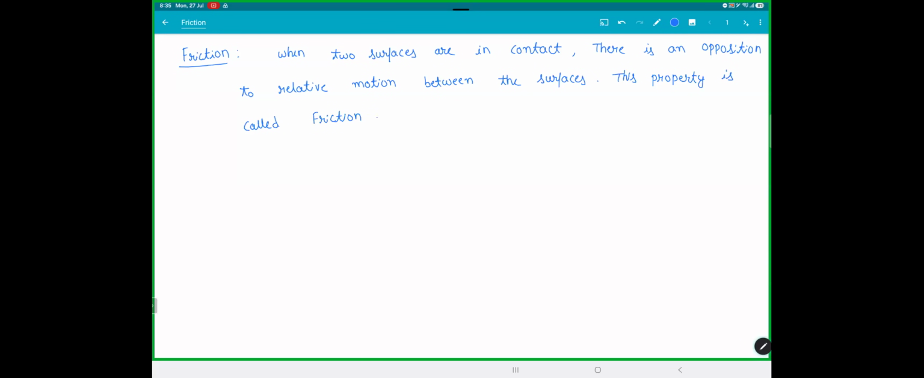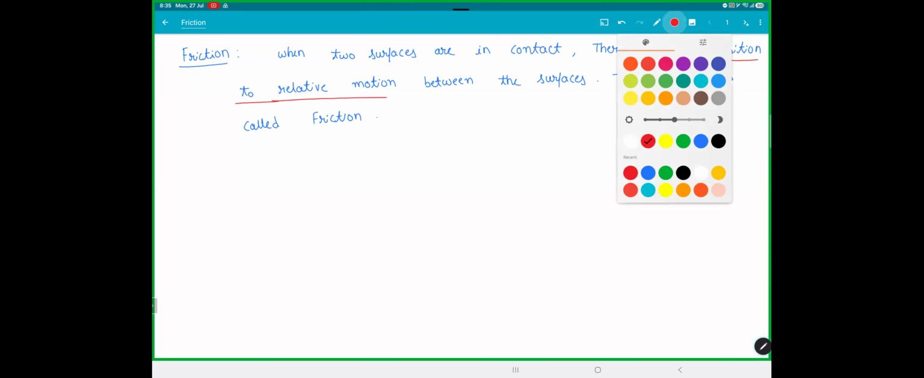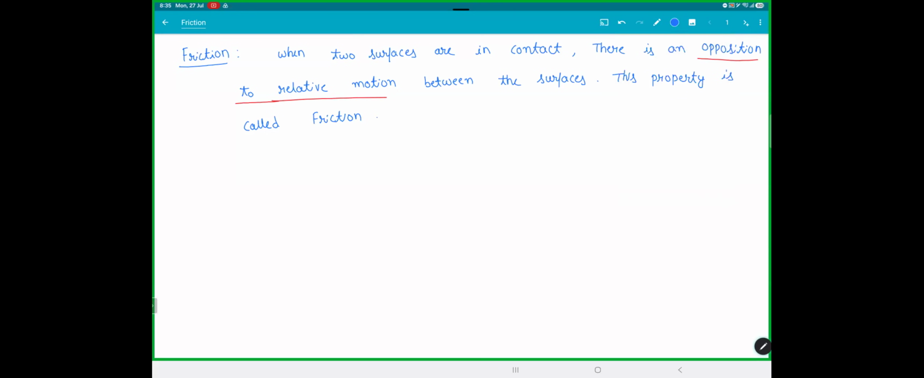So the whole thing, you can just classify with this one thing. This is the main word: opposition to relative motion. That is the whole driving factor behind this chapter. So we'll talk about that. Friction doesn't care about whether you're moving or not. Friction worries only about one thing: is there a relative motion with respect to me? If there is a relative motion, I don't like it.